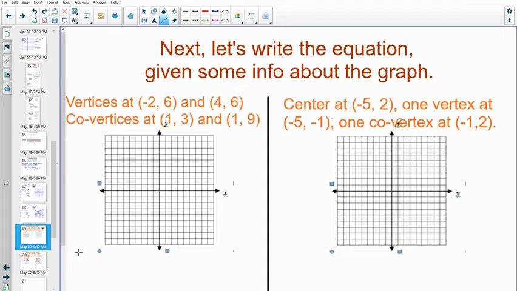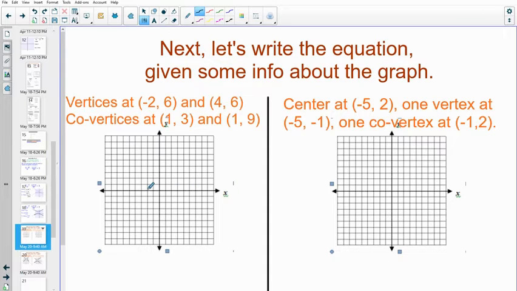I want to write an equation ultimately given information about the graph. Be careful on these questions. Make sure that what we're looking at is what we're actually representing on the graph. On this second one, I've got the center and one of each of the vertices and covertices. On the one on the left, I've got the location of both the vertices and the covertices. So let's just take a look at this and see what happens.